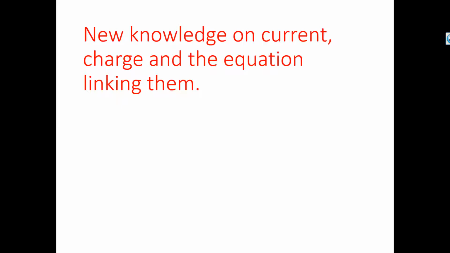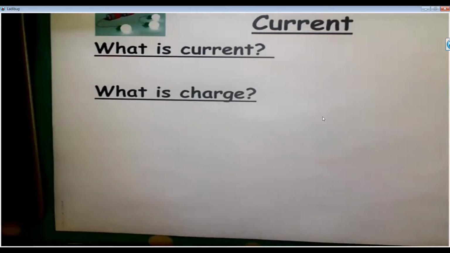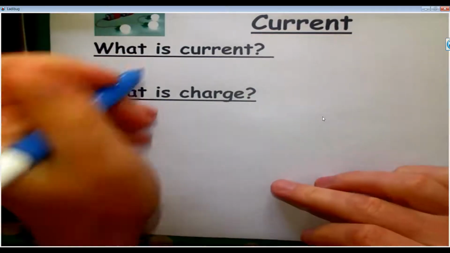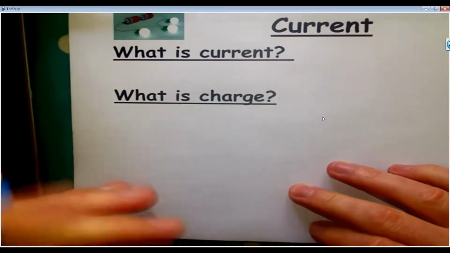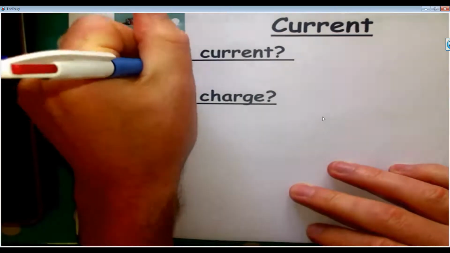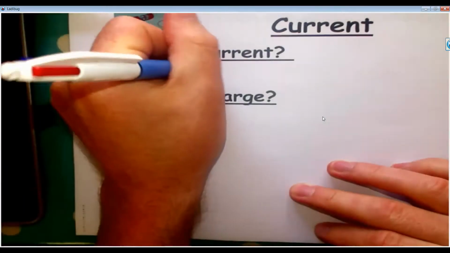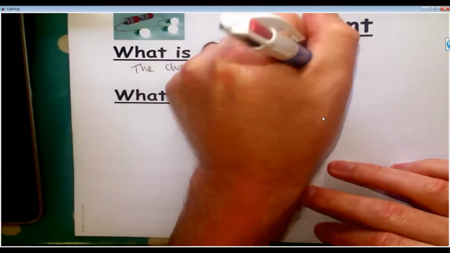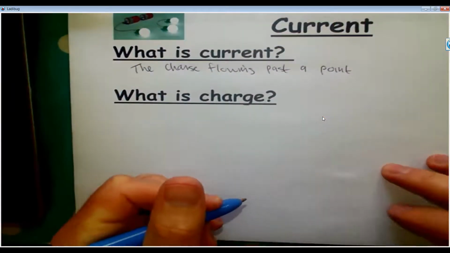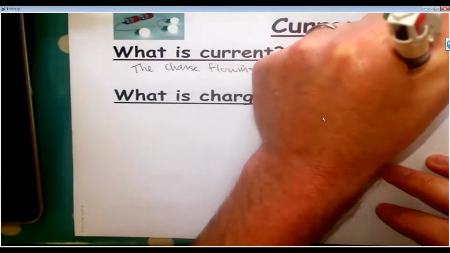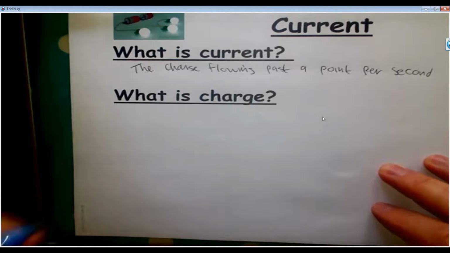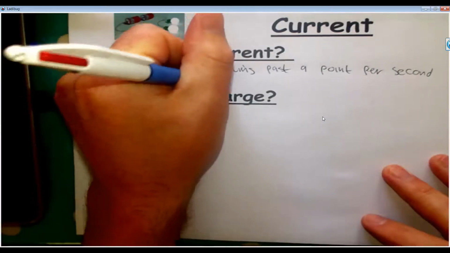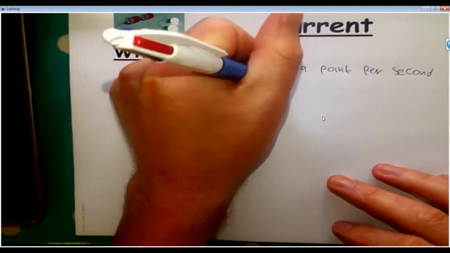Right, today's new knowledge, we're going to have a look at that and model that under the camera. Okay, so what is current? Current is the charge flowing past a point per second, or we can also call it a flow of electrons.